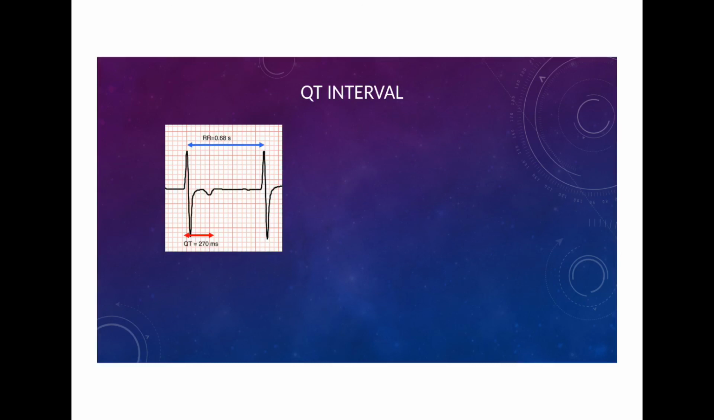The QT interval is one of the most important things we look for. We look for this in every patient, regardless of whether they come in with a cardiac condition. It'll affect which antibiotics or antiemetics we can choose to give our patients. So we measure just the uncorrected QT interval from the start of the QRS to the end of the T wave.